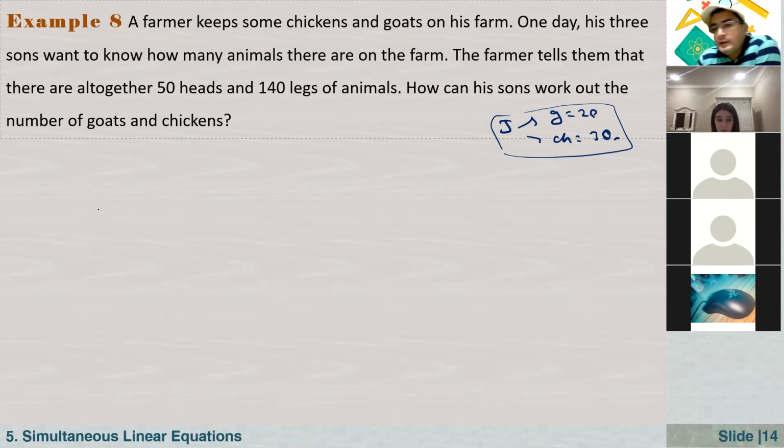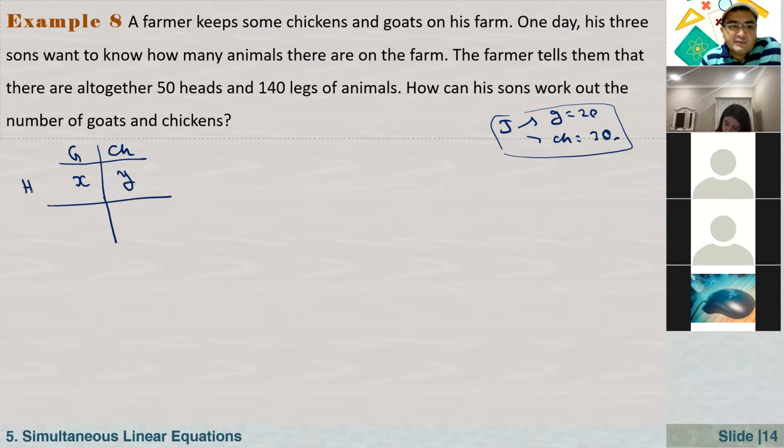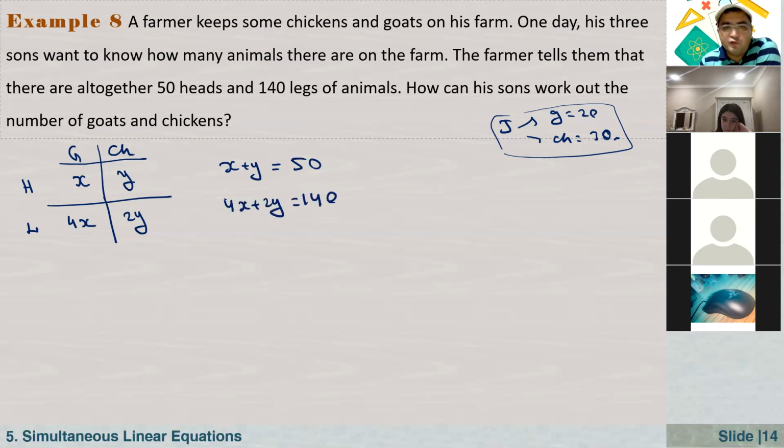Okay, almost here. Let's say we have goats and the chickens, right? And let's say here we have X goats and Y chickens, right? The number of, let's say, heads. And how about the legs? Every goat has 4 legs, so altogether they have 4X legs. Every chicken has 2 legs, altogether they have 2Y legs. So X plus Y, the total number of heads, that is 50. Total number of legs, 4X plus 2Y, that's equal to 140.